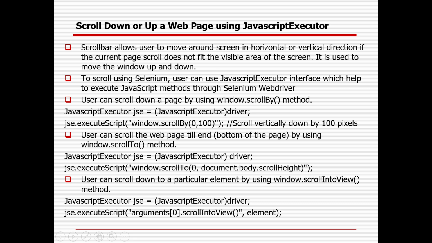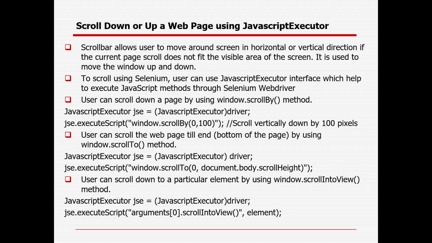X-axis value means we can move the scroll bar horizontally. A positive value means left to right, a negative value means right to left, whereas a positive y-axis value means we can move the scroll bar vertically down by some pixels, and a negative value means we can move vertically up, from bottom to top.